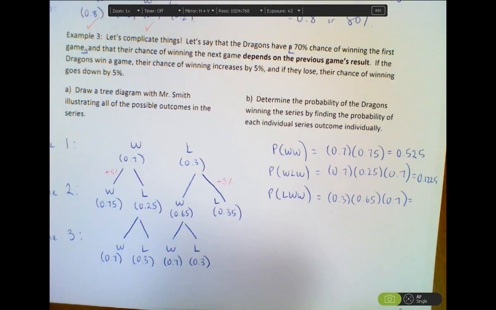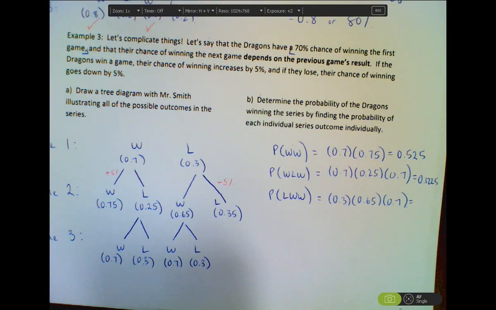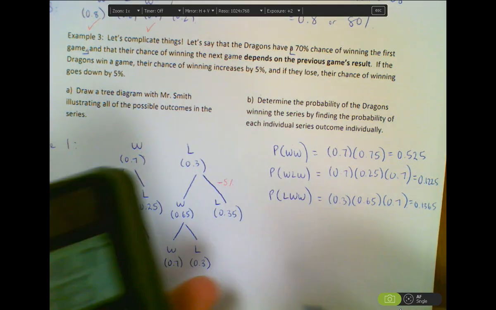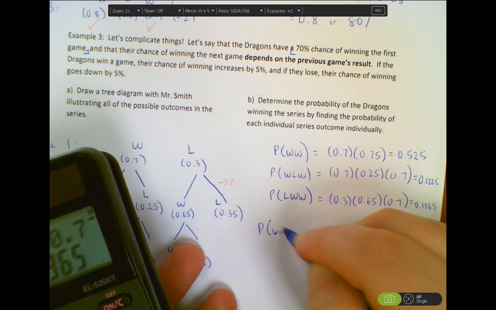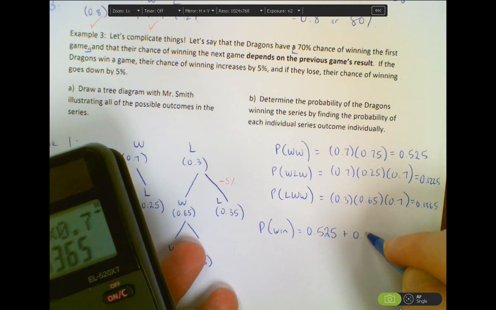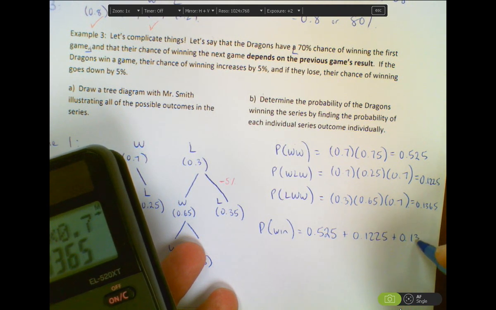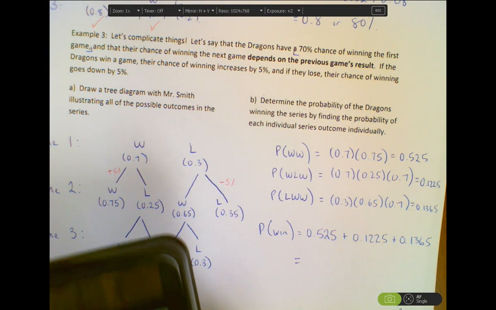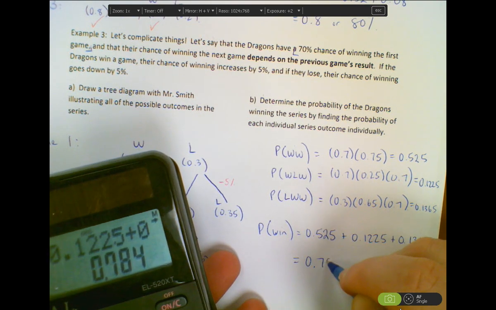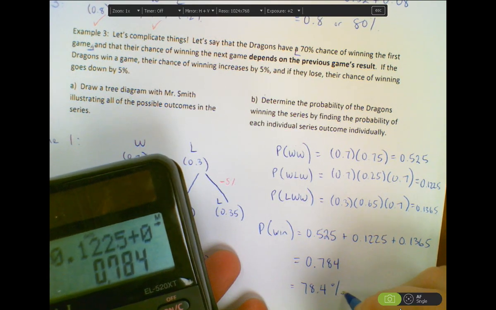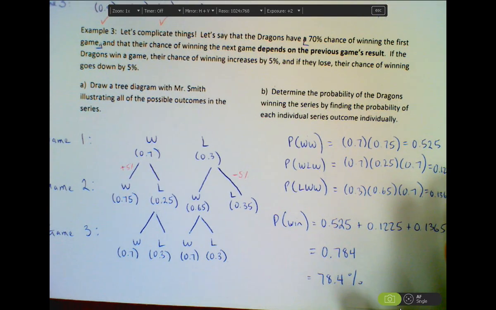0.1225 for winning, then losing, then winning. And finally, 0.3 times 0.65 times 0.7. 0.1365. And to get our chance of winning the series, we take those cases and add them up. 525 plus 0.1225 plus 0.1365. Get that as a decimal. So 0.784 or 78.4%. So if we use these values in this scenario, 78.4%.